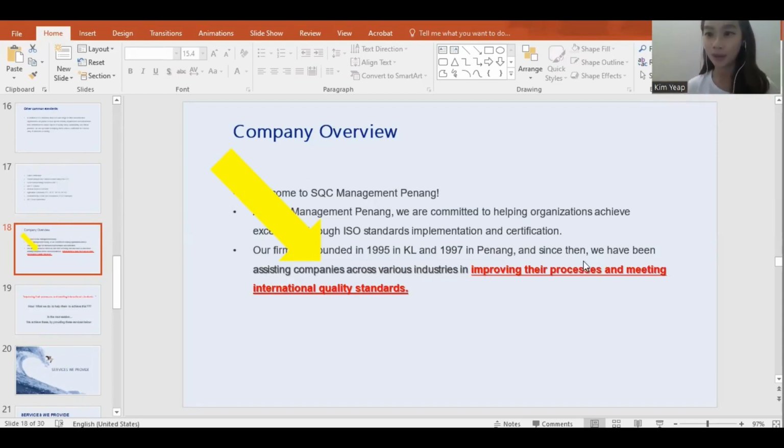So I hope that now, after all the explanation earlier, you can understand a little bit more about what we actually do to help them improve their process and make sure they meet the standards. That is what we do, we help them to meet the international standards. By meeting these standards, it actually helps them to improve their company process.